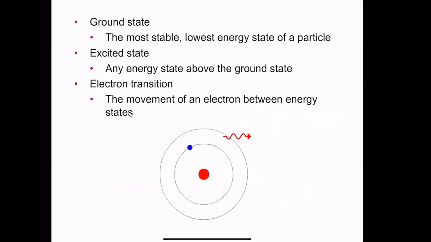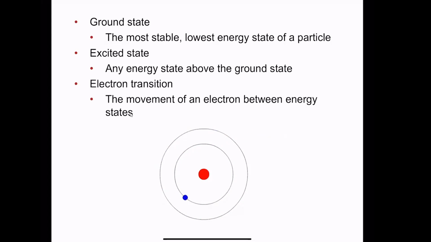So what we have is, when it's on here, this is what we call the ground state, right? When it's on that inner circle, that's the most stable, the lowest energy state of the particle. That's when it's in that ground state.